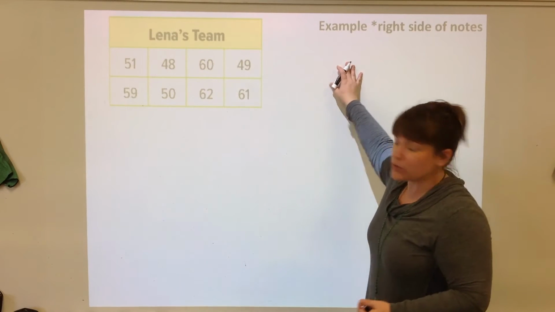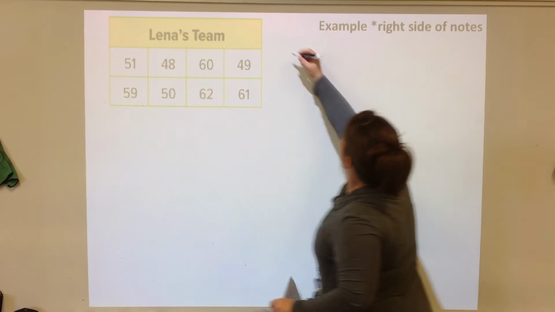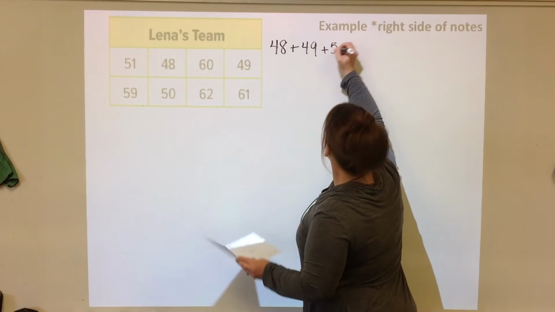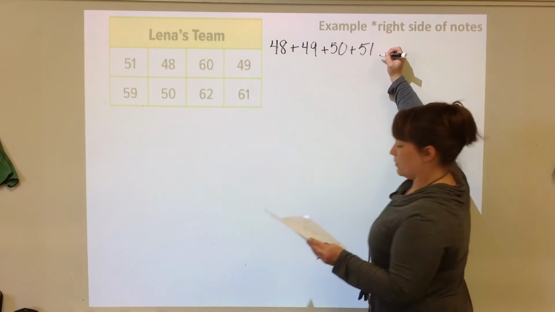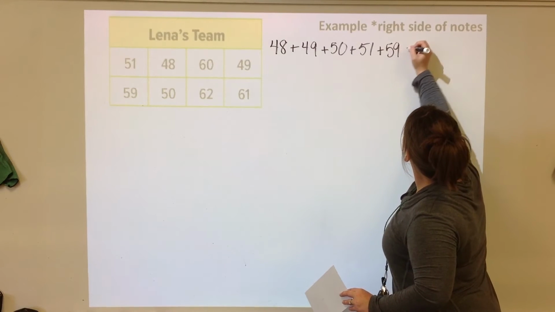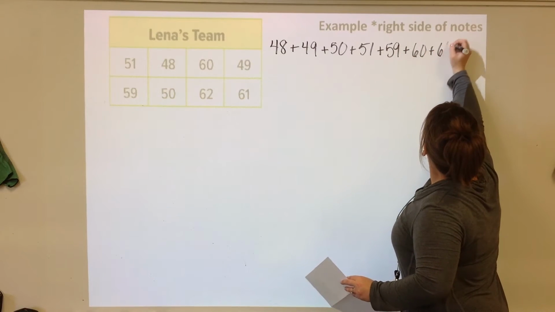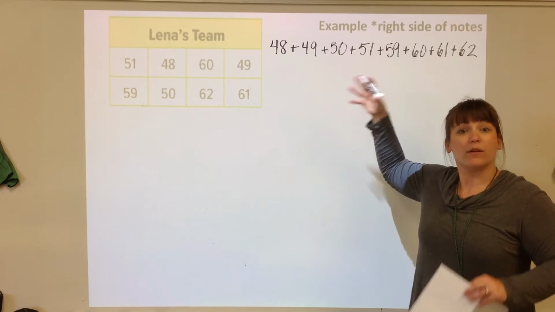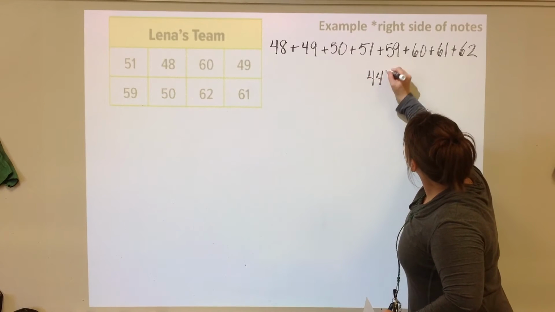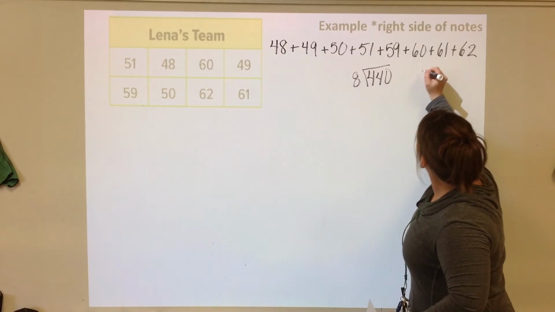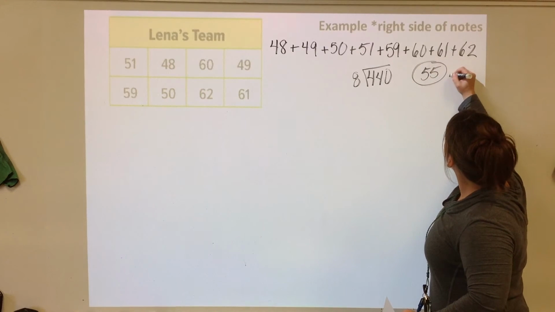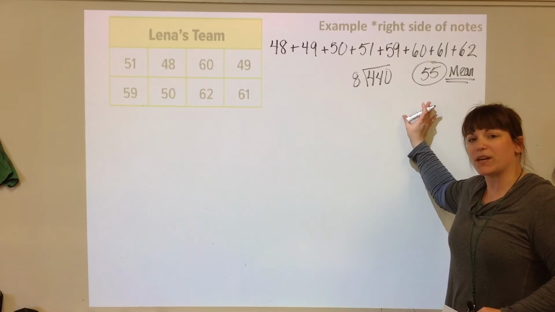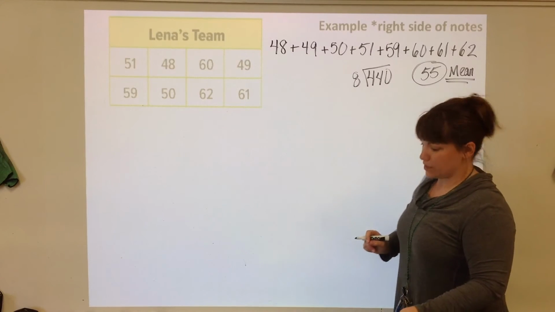So when you add up those numbers, let's use my cheat sheet here, and I'm going to put them in order. Here are all of those numbers in order. When we add these up, ironically, we will still get 440, which will allow us to have the same exact mean as the other basketball team. So our mean is still 55, but we have different scores for Lena's team.